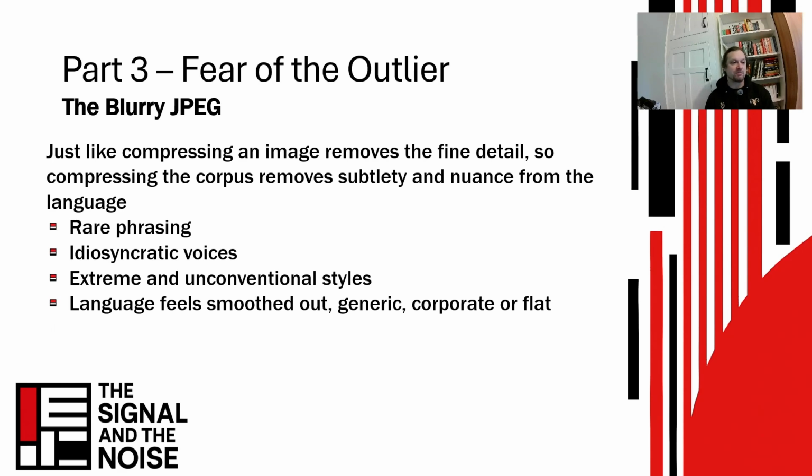As we compress images, we remove the fine detail. So compressing the corpus of language removes the subtlety and nuance from the language. We lose things like rare phrasing, idiosyncratic voices, extreme and unconventional styles, and the language feels smoothed out, generic, corporate, or flat. Again, this isn't a bug so much as it's a feature. It's a consequence of the way the models are trained.